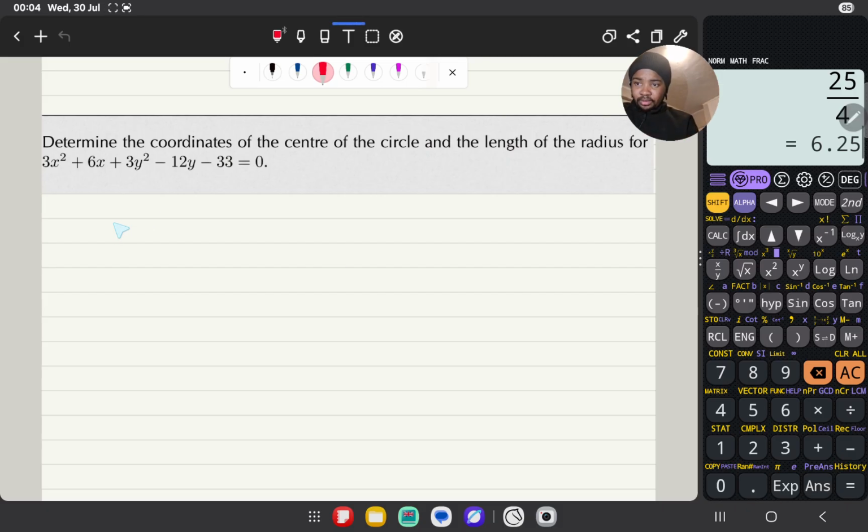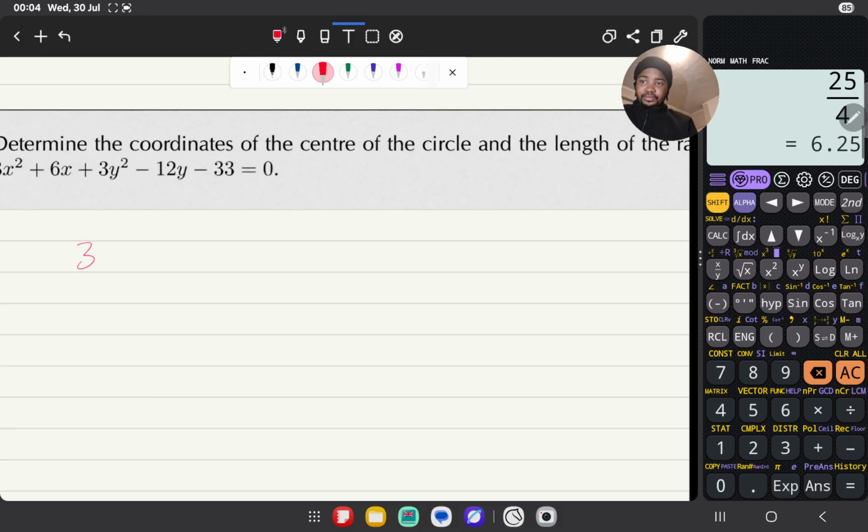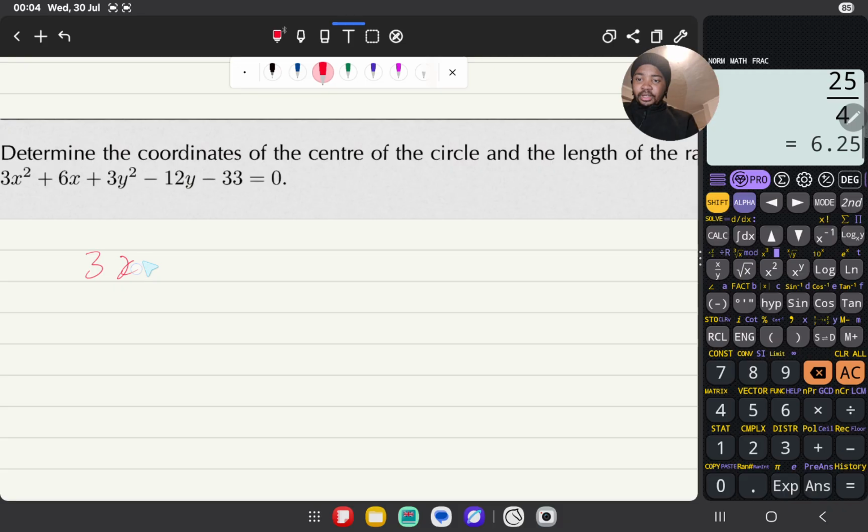So you have 3x squared plus 6x plus 3y squared minus 12y minus 3 minus 33 equals 0. So it seems that there's a highest common factor of 3. So let's divide by 3, right? Divide every term by 3.